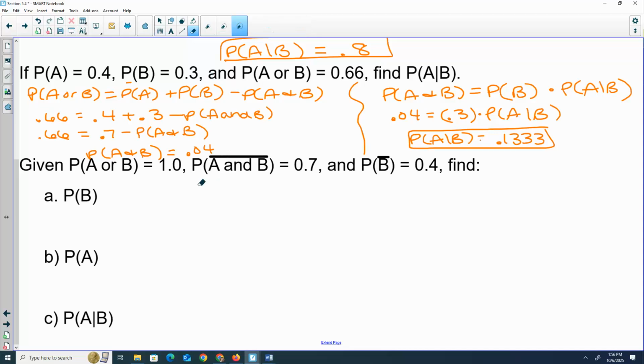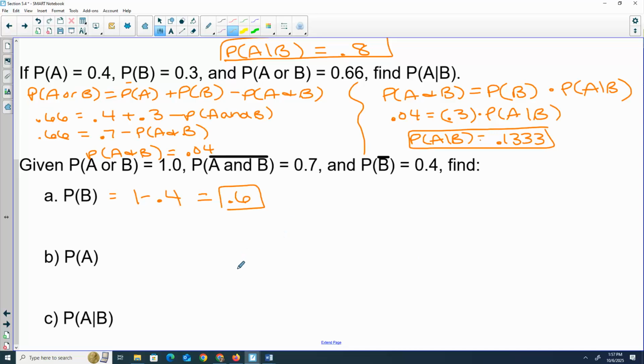Last one. The probability of A or B is 1. What does the line across the top mean? Yeah, it's that complement, remember, so it's the opposite. So it's not A and B. It's 0.7, and probability of not B is 0.4. So how would I find the probability of B? 1 minus 0.4. The complement is 0.4, so subtract that from 1 and we get 0.6. Okay.